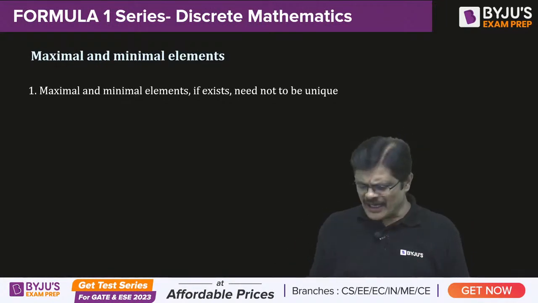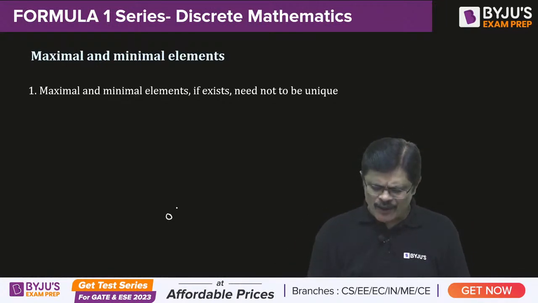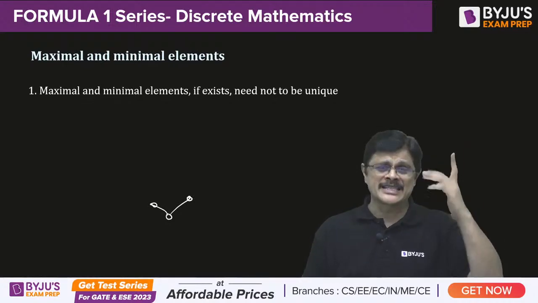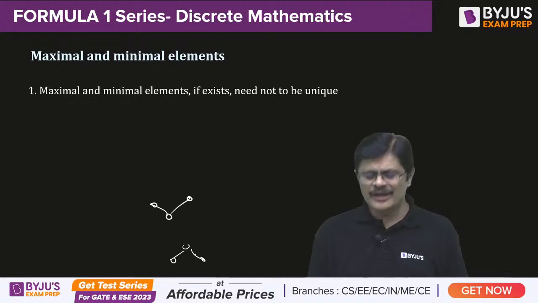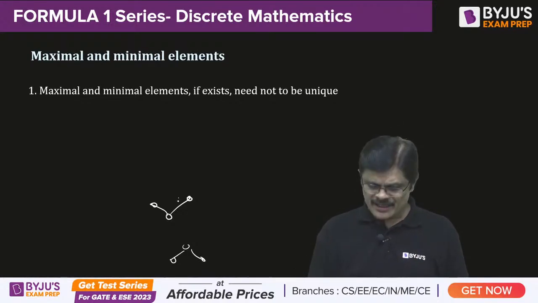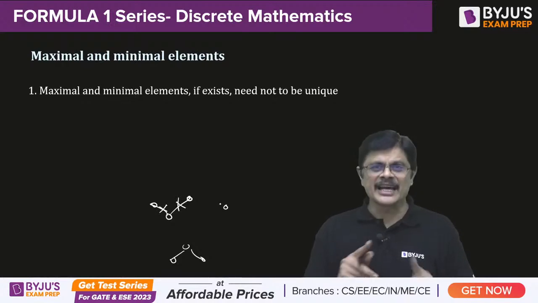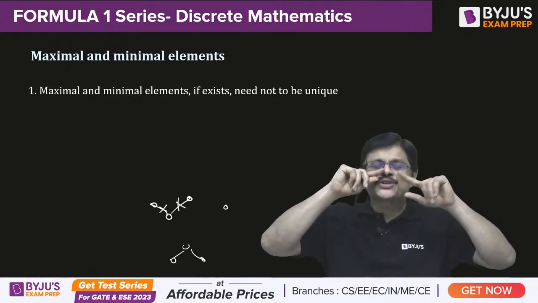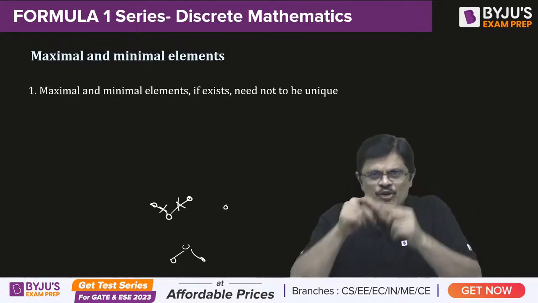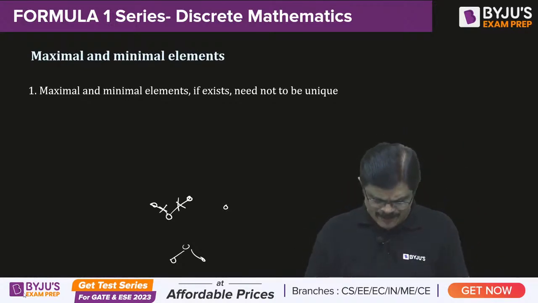Okay? So generally, the elements which do not have horns are maximal. The elements which do not have tails are the minimal elements. See, if this is there, there should not be any edge going above that. So such an element becomes maximal. There should not be any edge going below that. Then it is a minimal element, my dear friends.